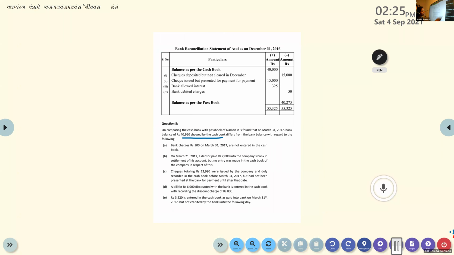Shall I move to the D transaction? Anybody needs clarification up to C? Is there anyone?